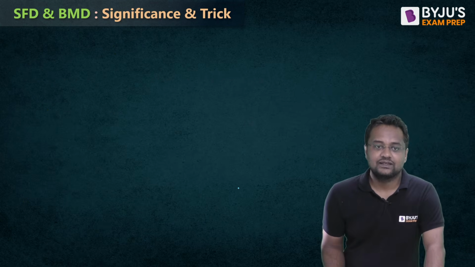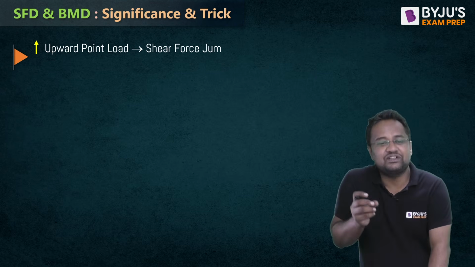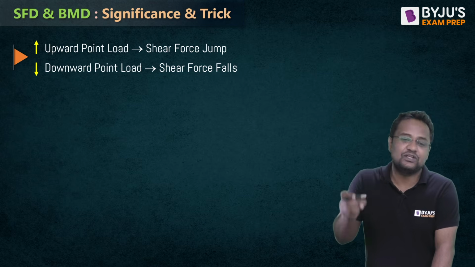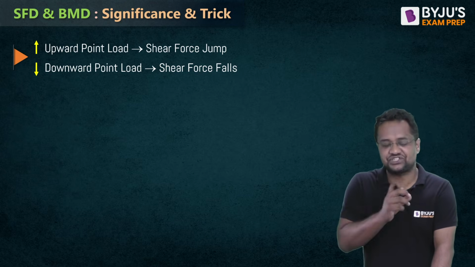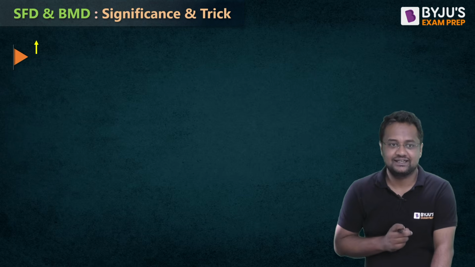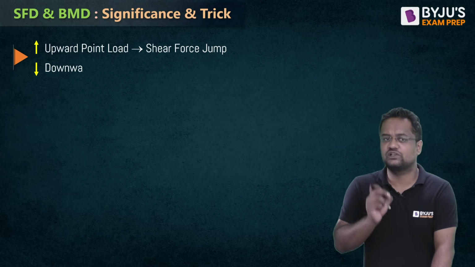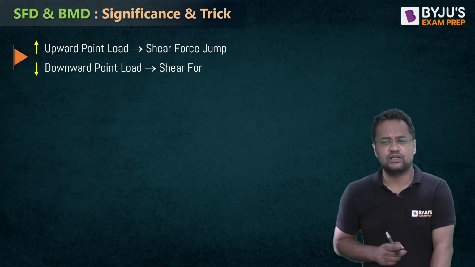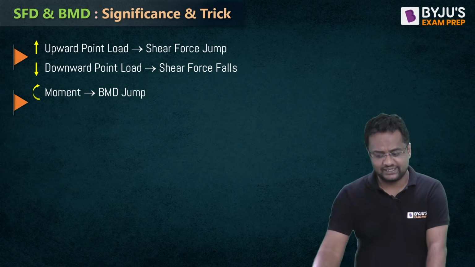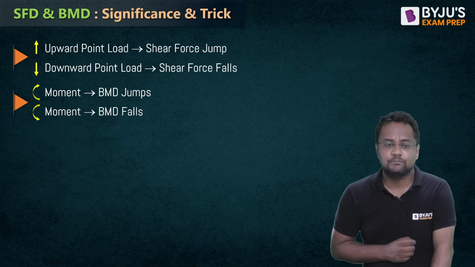Now I am telling you a trick from which you can draw SFD and BMD of any beam just in 2 seconds. For that trick, you should know some points. Whenever there is an upward point load, shear force will jump. Whenever there is a downward point load, shear force will fall. Whenever there is a clockwise moment, BMD will jump. Whenever there is an anti-clockwise moment, BMD will fall.